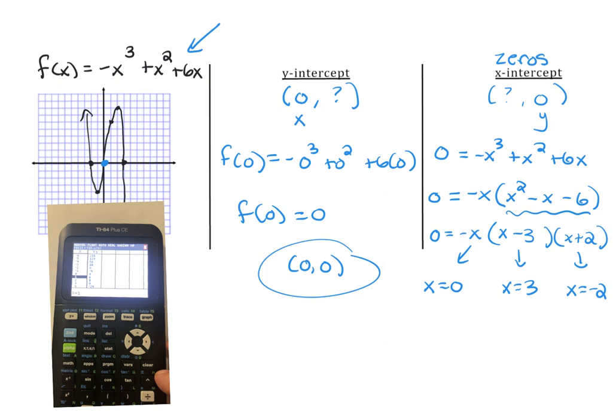So those are x-intercepts. Let's go look at the graph. There's my negative 2, 0, and 3. So you can clearly see those on the graph. So understanding how to use the graphing calculator, but also how to find certain pieces of the graph without a calculator.